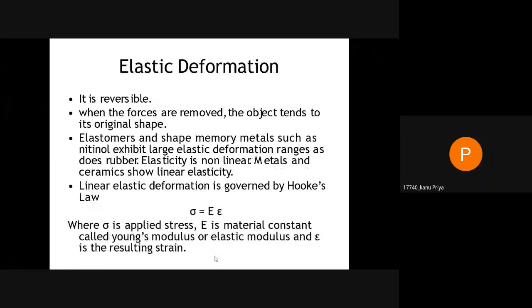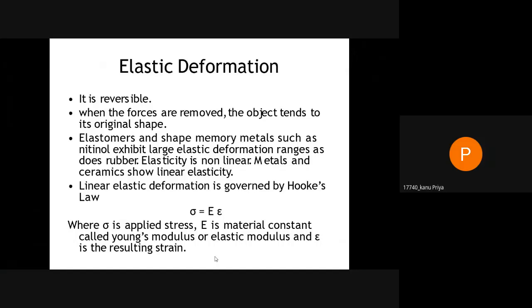Next is elastic deformation. It is reversible. When the forces are removed, the object returns to its original shape. Elastomers and shape memory metals such as nitinol exhibit large elastic deformation ranges, as does rubber. Elasticity is non-linear. Metals and ceramics show linear elasticity, meaning the same rate of strain and stress. Linear elastic deformation is governed by Hooke's law.